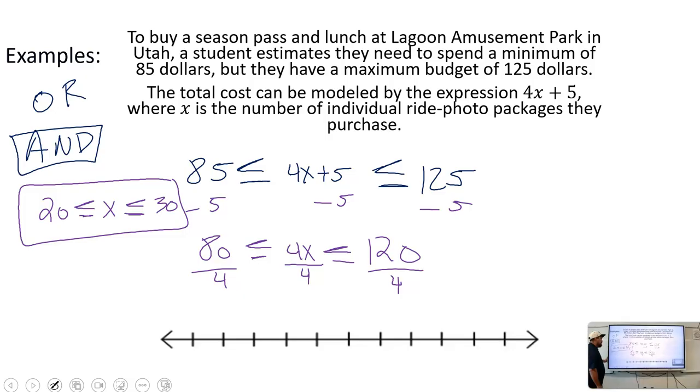Okay, so we have a boundary point at 20 that is filled in. A boundary point at 30 that is filled in. So we can take anything between 20 to 30 pictures and pay for those, which is not reality because those pictures are actually pretty expensive at Lagoon. But anyway, that's what the story problem says. Okay, so there's that one.